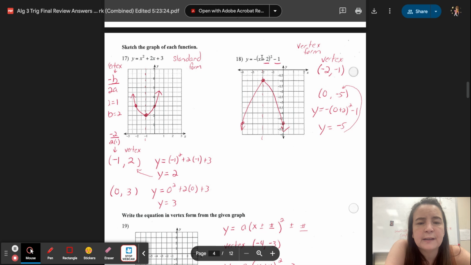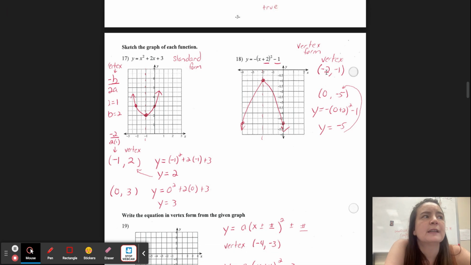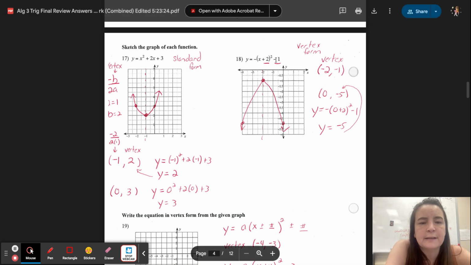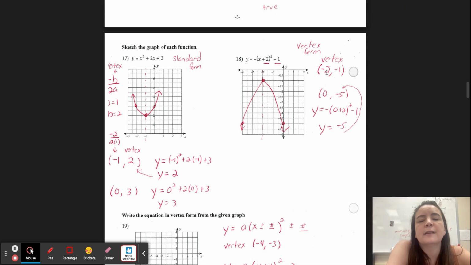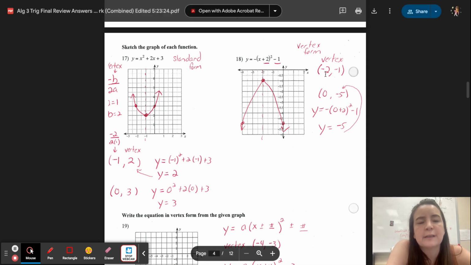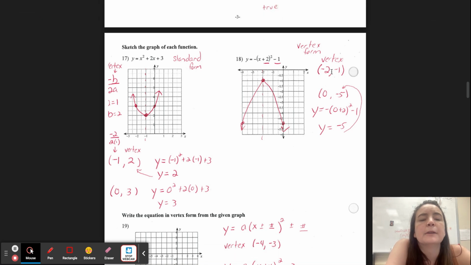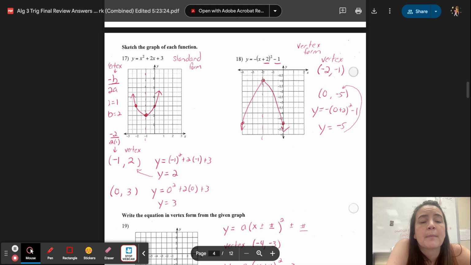Whatever's in the parentheses attached to the x, that one always gets changed to the opposite sign. So that's where I got -2. This stays the same, -1. We discussed in class, this changes because technically this is the x, this is the y. In order to get x, I would have to get x by itself, so it would move over. So that's why it always changes. Y stays the same. So this is the vertex. You just plot that.